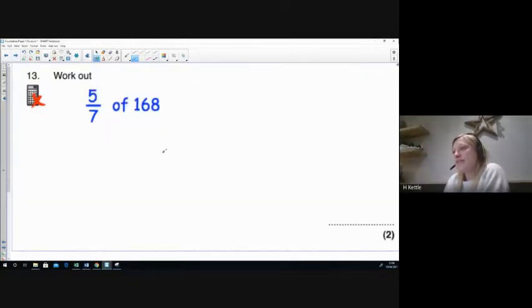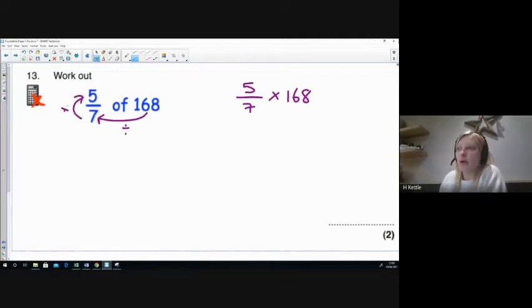Okay, work out 5/7 of 168. Now, when we want a fraction of a number, which you might see written like this, it means exactly the same thing. A multiplication sign in maths means "of". We're going to divide by the bottom, and then whatever we get, we're going to times by the top.